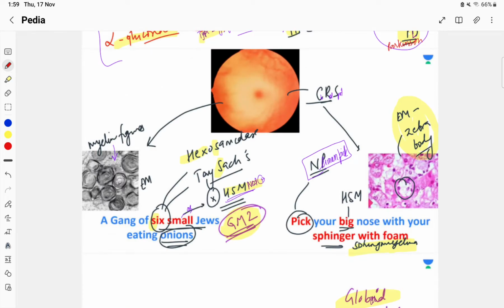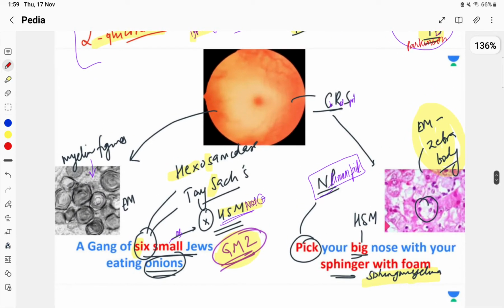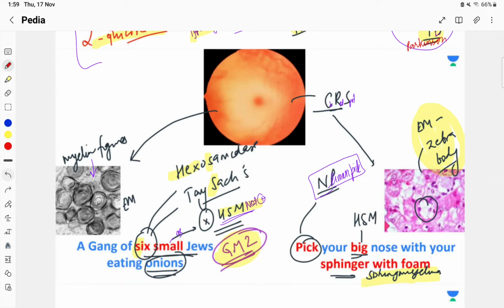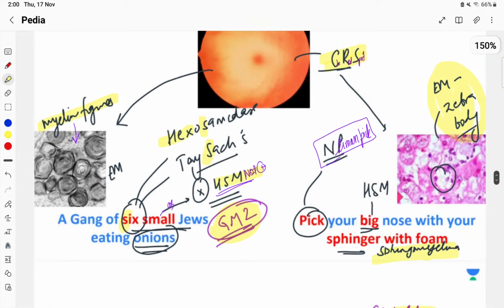Now the next disease, we have to read the two together. Why? Because there's a common feature which is the cherry red spot. Okay, so on fundoscopy you will see the cherry red bright spot. Now if along with this they have given myelin figures, remember this mnemonic: a gang of six, or simply six small Jews are eating onion.